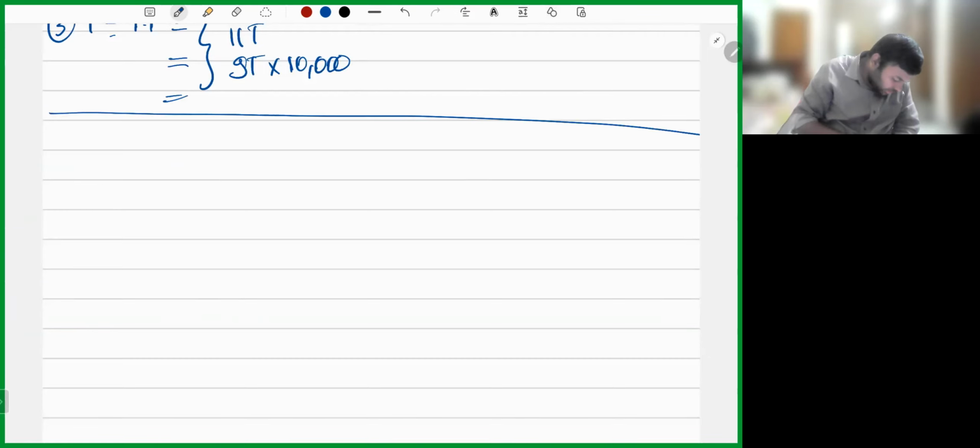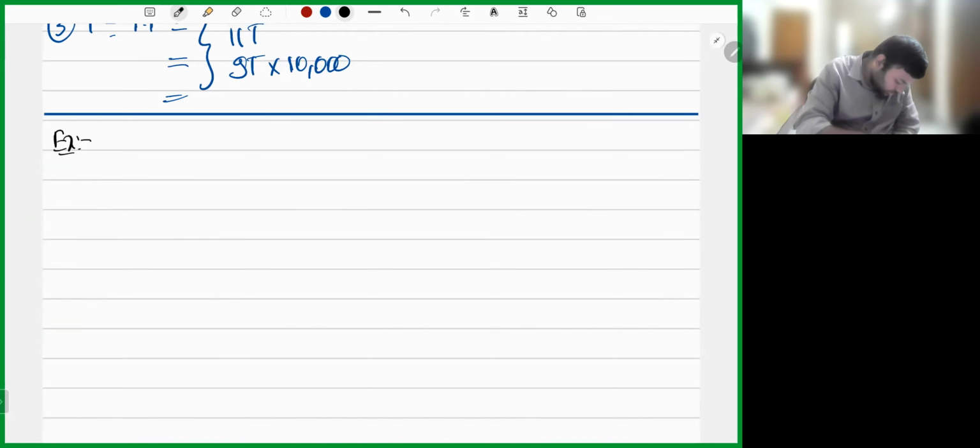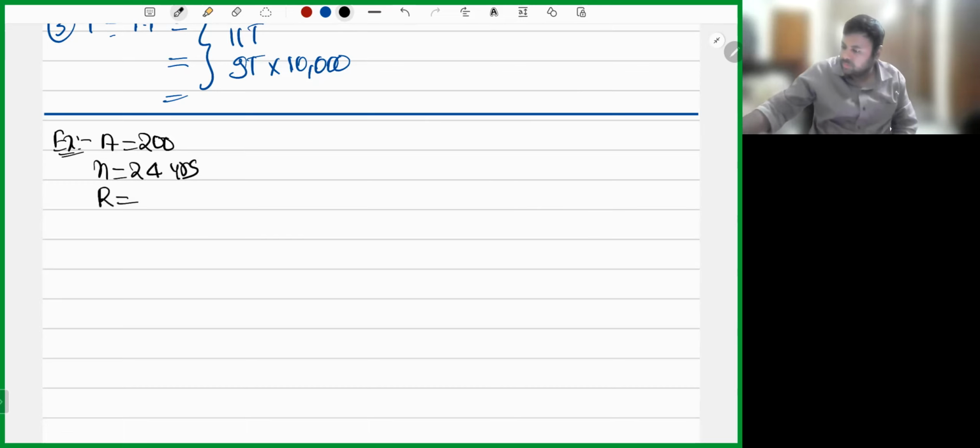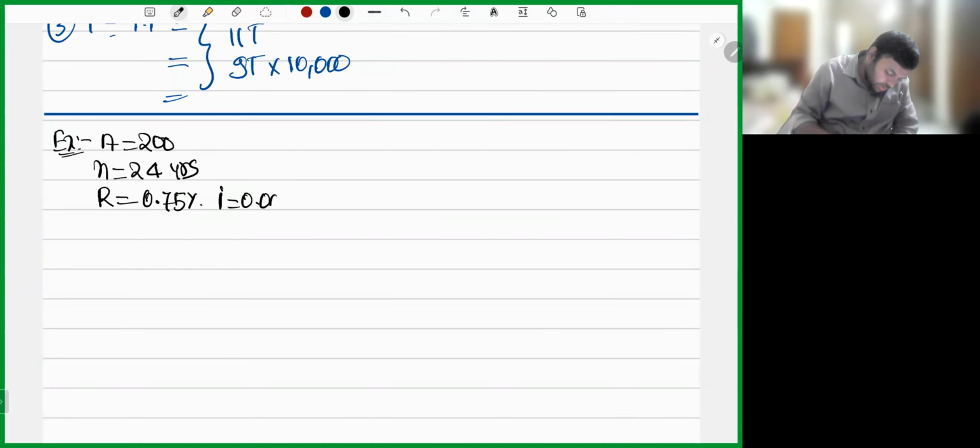Do it only in the calculator. Don't do it normally. A is equal to 200. N is equal to 24 years. And R is equal to 0.75%. If R is 0.75%, what will be I? 0.0075. This is one example.